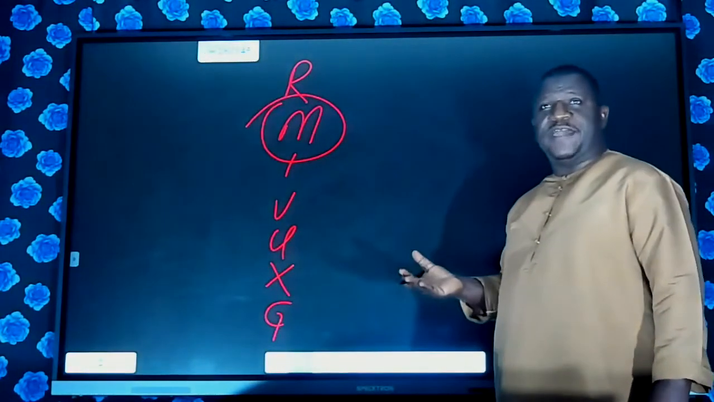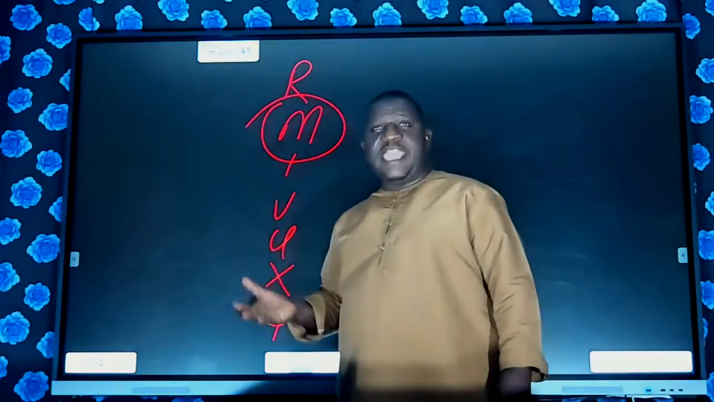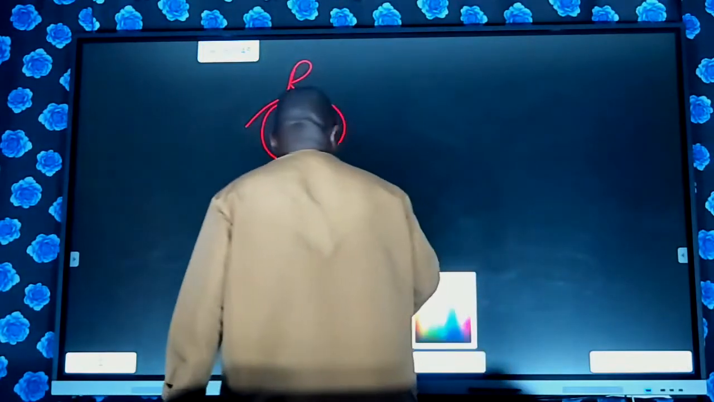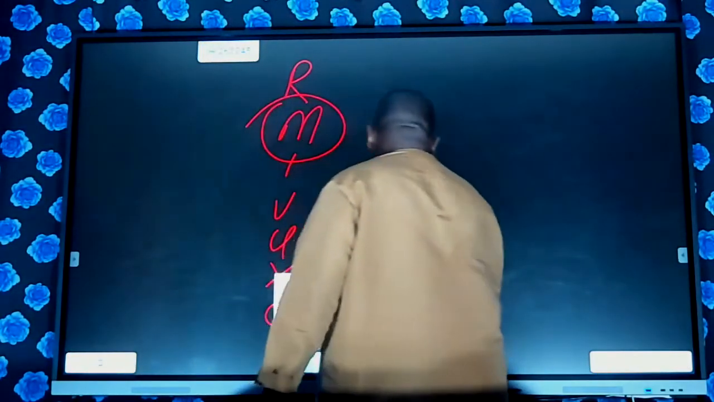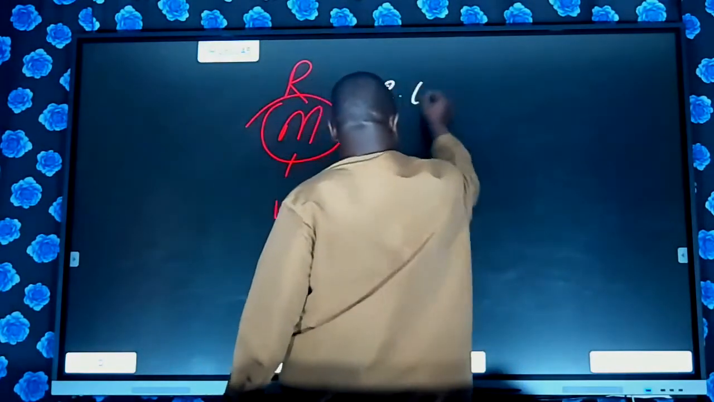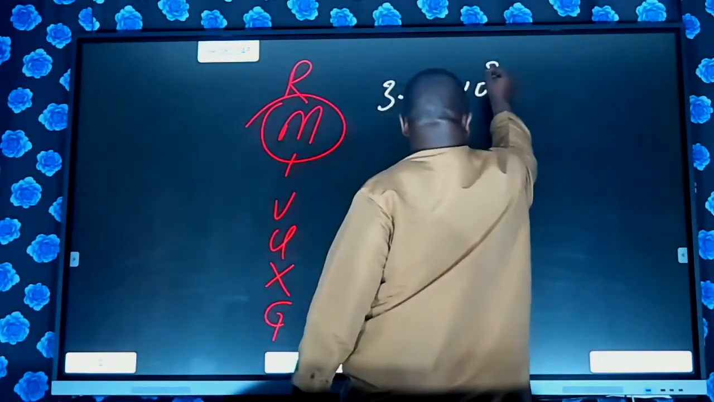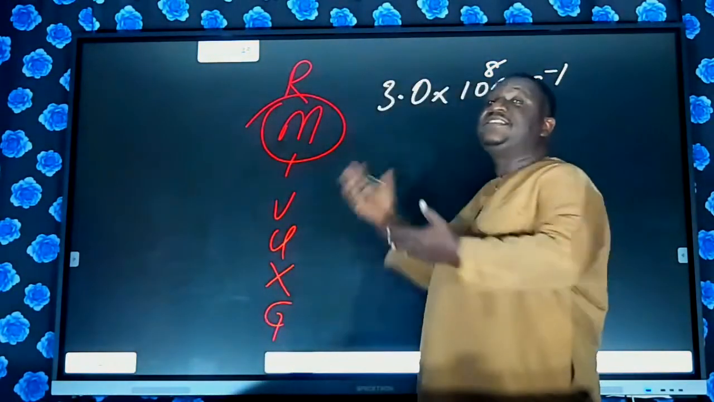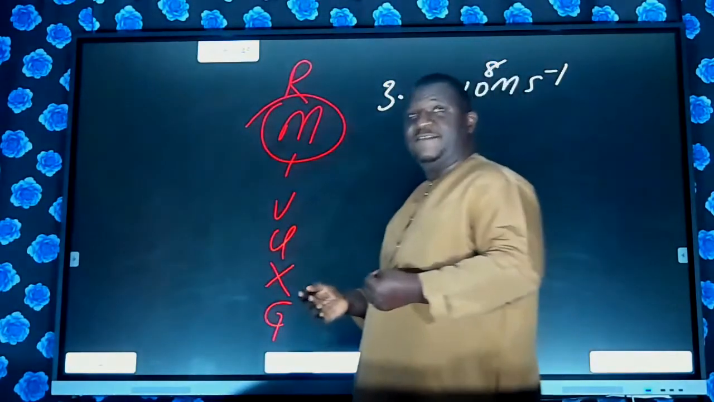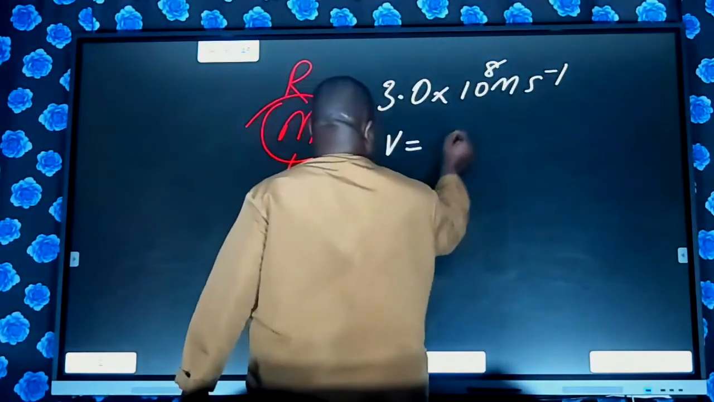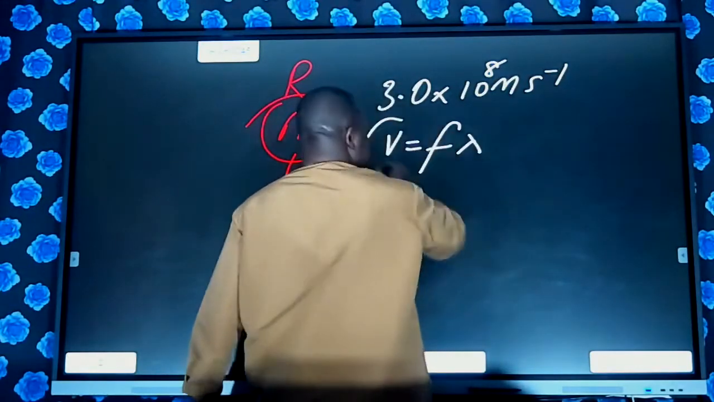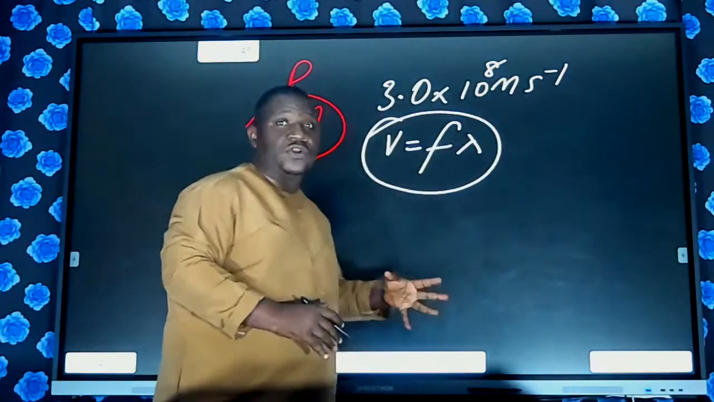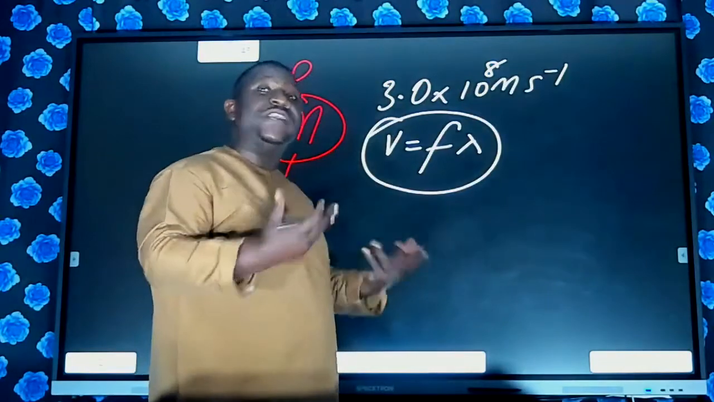If microwave is one of them, since they all have the same speed, the speed of light, which is 3.0 multiplied by 10 raised to the power 8 meters per second. So the microwave you have been given here has the same speed. And you remember V equals F lambda. This is easy for you. The only problem you have is not remembering that microwave is one of the electromagnetic waves. That may be the only thing you forget.